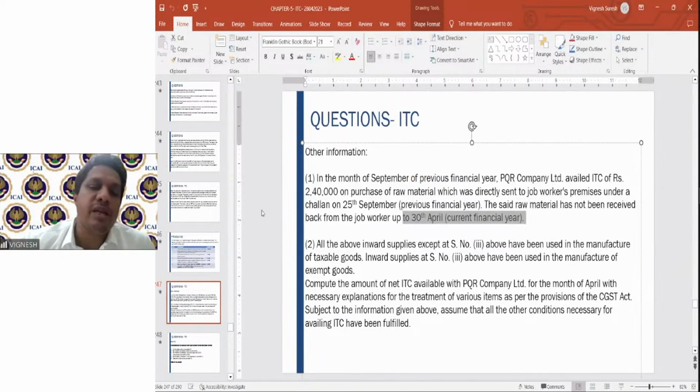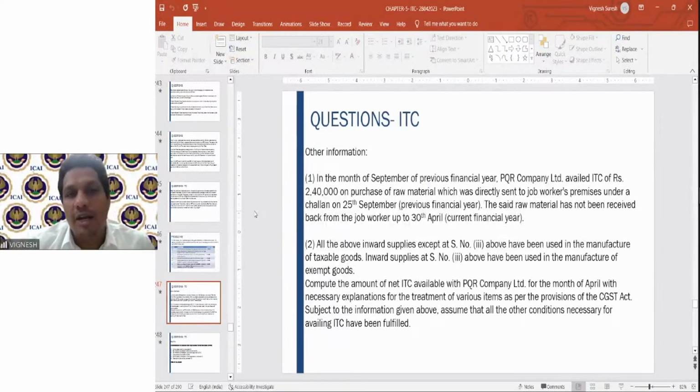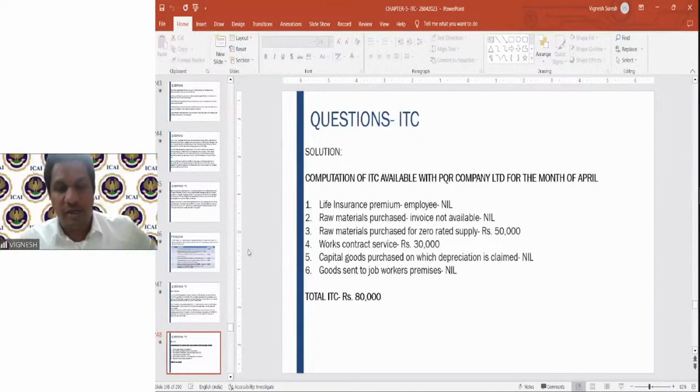So what is the time limit given for inputs? If it is not received within 1 year from the date of sending to the job worker, at that point you have to treat the first sending of the goods itself as a supply. But here it is received within 1 year, so nothing needs to be done.